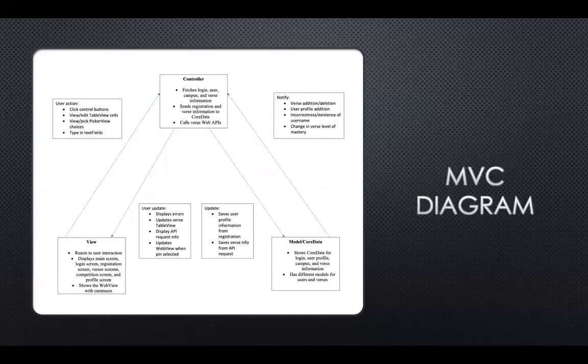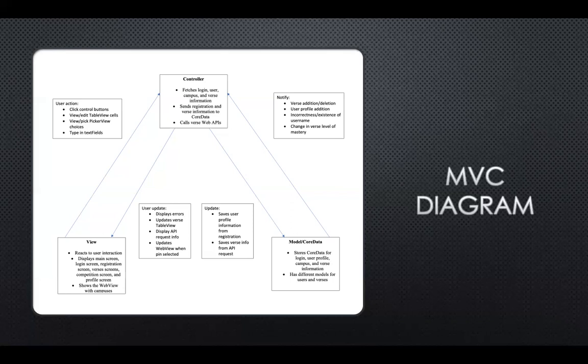All right, so this is the MVC diagram for the application. We start with the view, and the view pretty much controls the user interaction. It has the main screen, login screen, registration screen, the table view screen, and the detail view screen. And it also outputs the map view from the competition view controller.